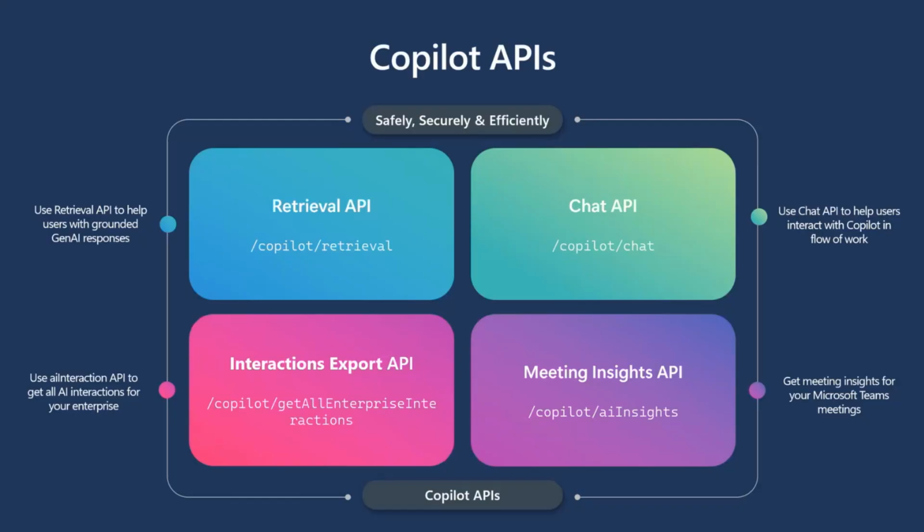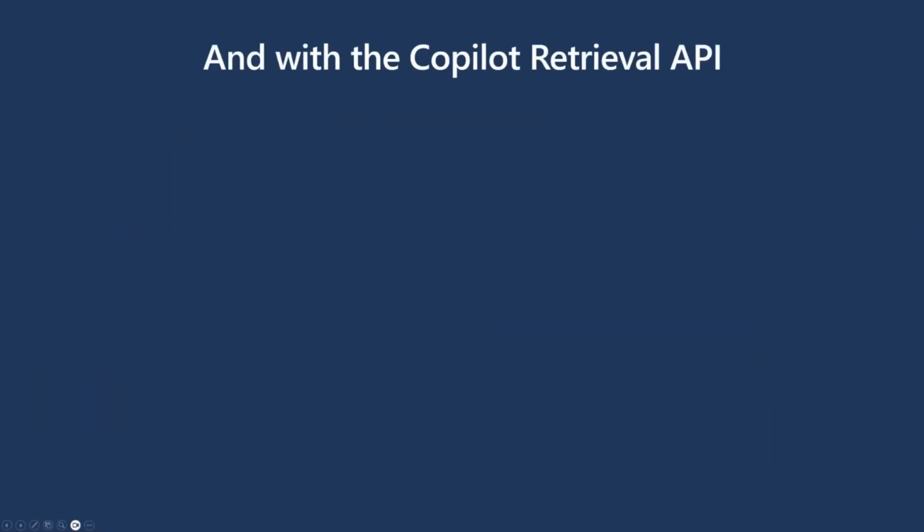And then coming up to the right is the Chat API. Now, on the left, Retrieval and Interactions, both of those are available. Retrieval is in public preview, Meeting Insights is in public preview, Interactions is available, Chat API is in private preview. So you won't find a whole lot of information to be able to get to it. There'll be some documentation, but keep your eyes out. You'll see it in the future.